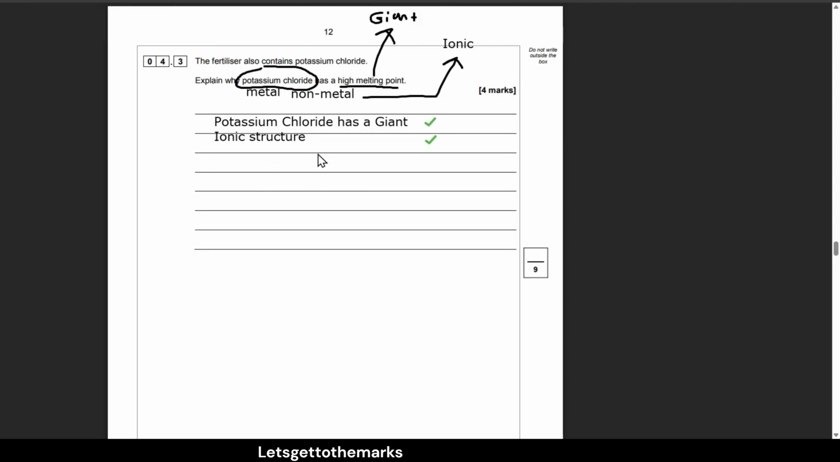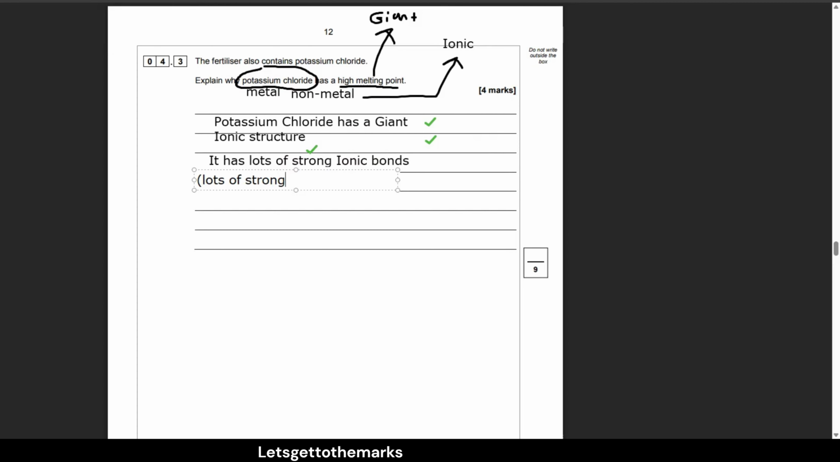Now, I'm going to explain what an ionic bond is, but sometimes you don't need to. They're a bit like 50-50 on this, but if you want all 4 marks, you can do. So it has lots of strong ionic bonds. Sometimes they'll just allow you to put that. Now, notice I've put lots of and strong. Sometimes you need to explain what an ionic bond is, and it's best to if you can remember. So what is an ionic bond?